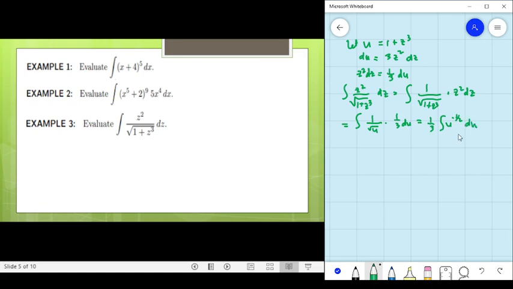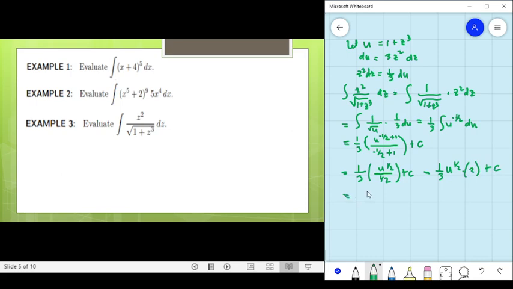Okay, and getting now the antiderivative, so it should be equal to 1/3 times u to the negative 1/2 plus 1 over negative 1/2 plus 1 plus c. Okay, so simplifying the exponent, we have negative 1/2 plus 1 is equivalent to u to the 1/2 all over 1/2, then plus c, which is equivalent to 1/3 times u to the 1/2 times the reciprocal of 1/2, which is 2, plus c.